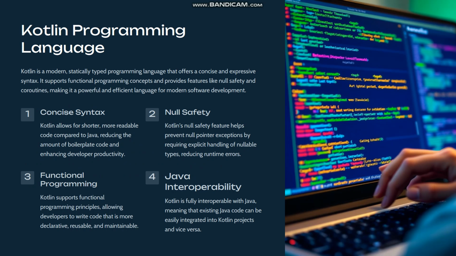Concise syntax. Kotlin allows for shorter, more readable code compared to Java, reducing the amount of boilerplate code and enhancing developer productivity. Null safety. The null safety feature helps prevent null pointer exceptions by requiring explicit handling of nullable types, reducing runtime errors. Functional programming. Kotlin supports functional programming principles, allowing developers to write code that is more declarative, reusable, and maintainable.